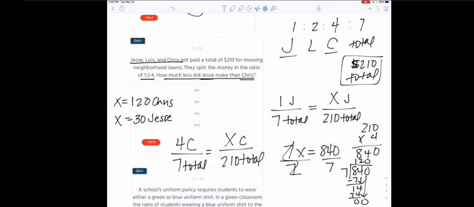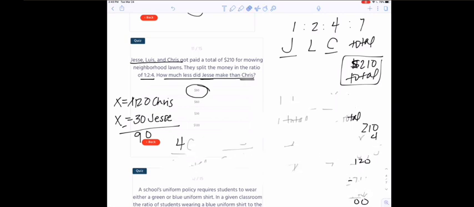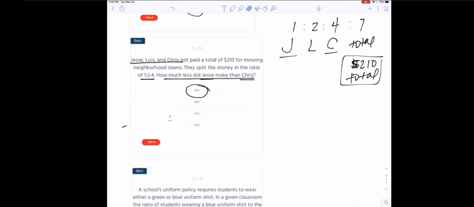So now that we have this information, what does the question ask us for? The question says, how much less did Jesse make than Chris? I have to subtract them. 0 minus 0 is 0. 12 minus 3 is 9. Jesse makes $90 less than Chris. Okay? So when we see ratios that have 3 compared like this, don't worry, it's not a big deal. You just have to do it twice, okay? So I'm going to erase to make some space.